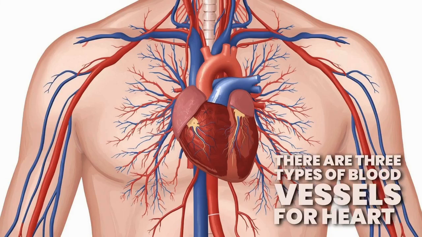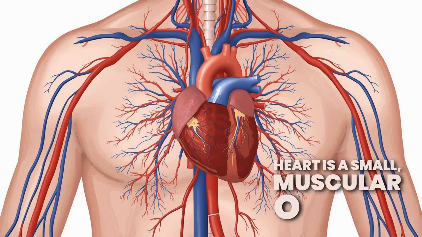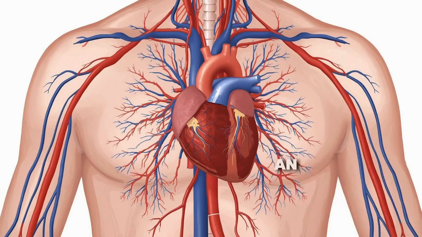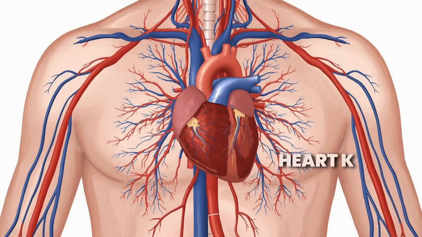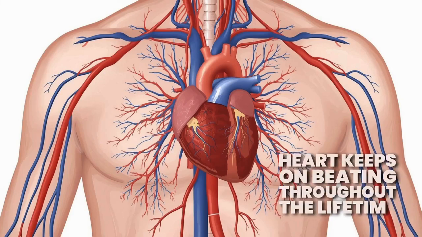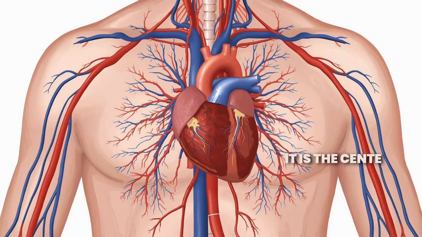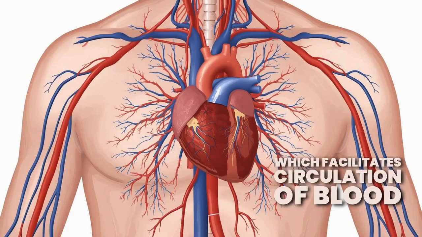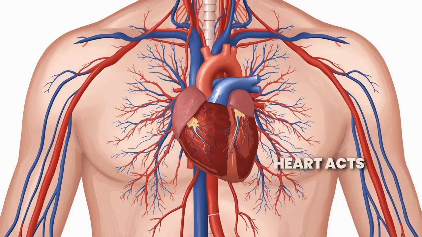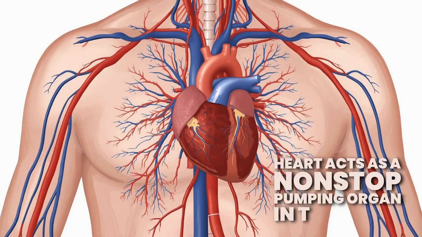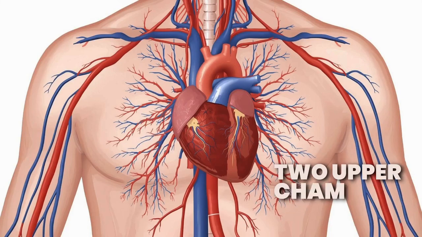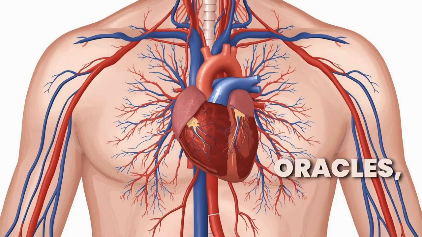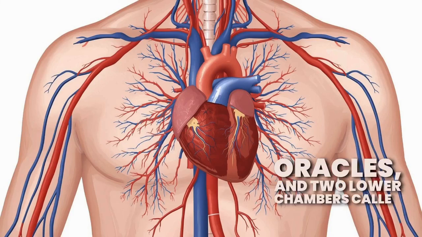4. Heart. Heart is a small muscular organ which is conical in shape and is situated in chest to a little left of the center. Heart keeps on beating throughout the lifetime of an individual. It is the center of the circulatory system which facilitates circulation of blood in the body. Heart acts as a non-stop pumping organ in the body. The human heart has 4 chambers, 2 upper chambers called atria, auricles, and 2 lower chambers called ventricles.